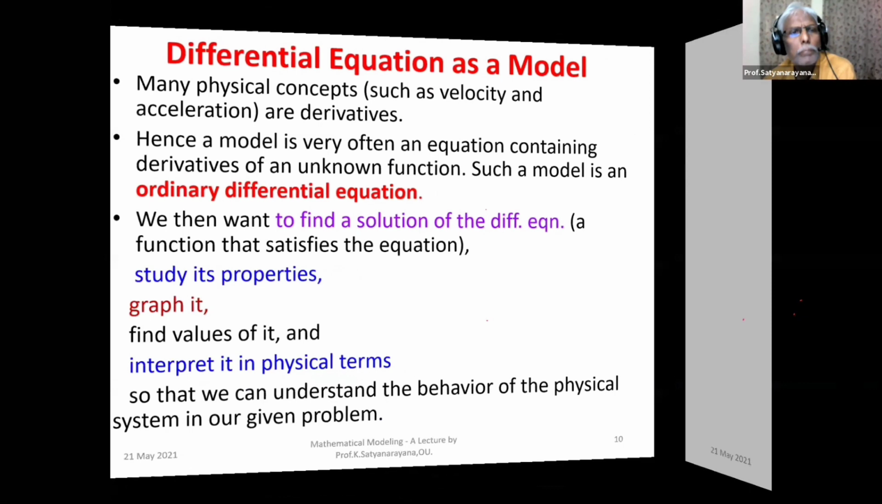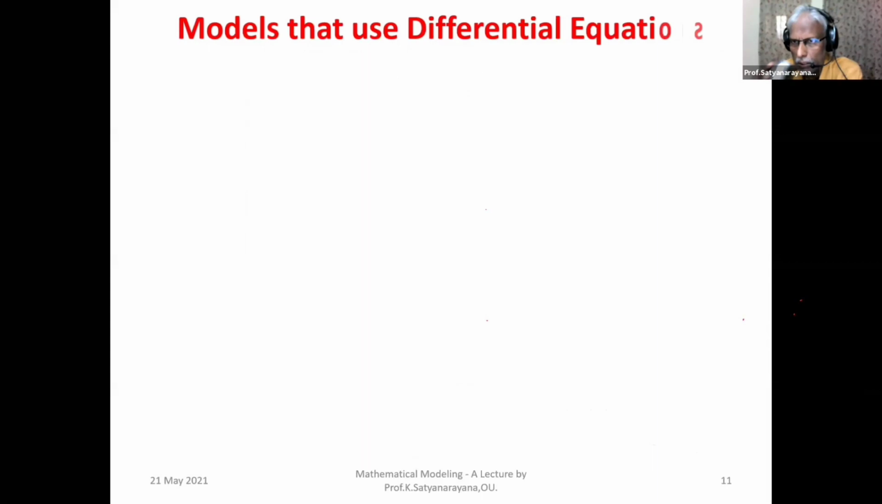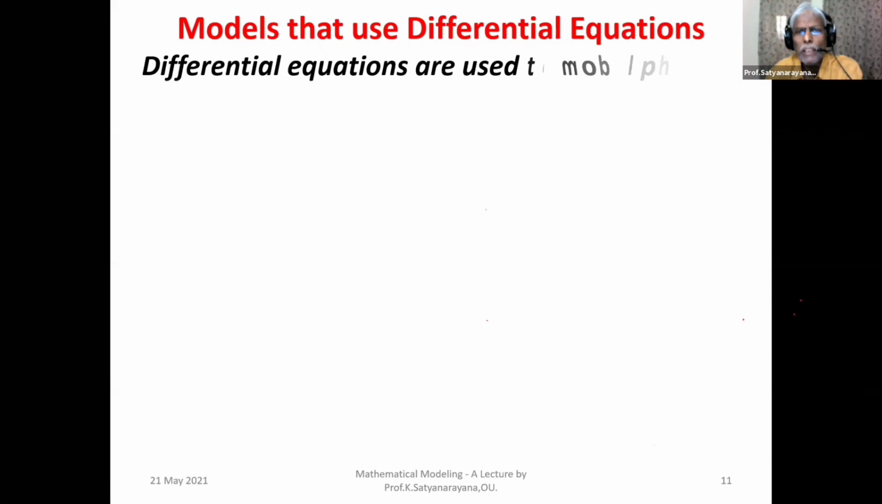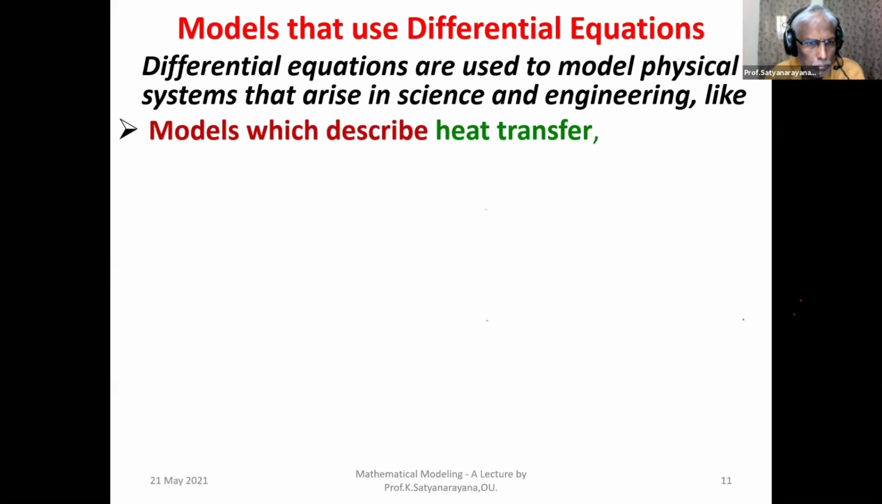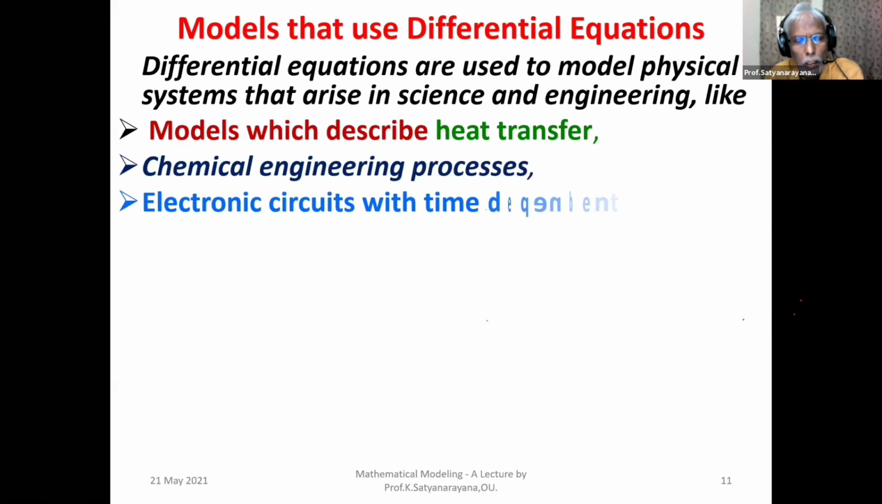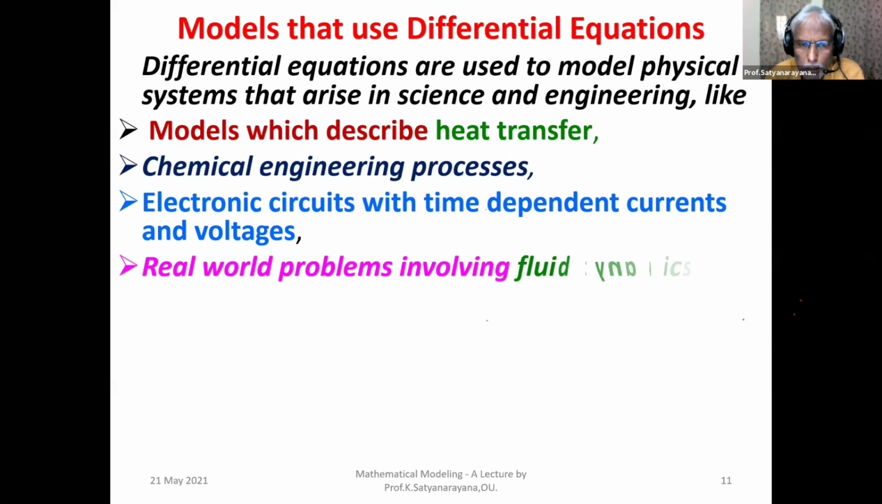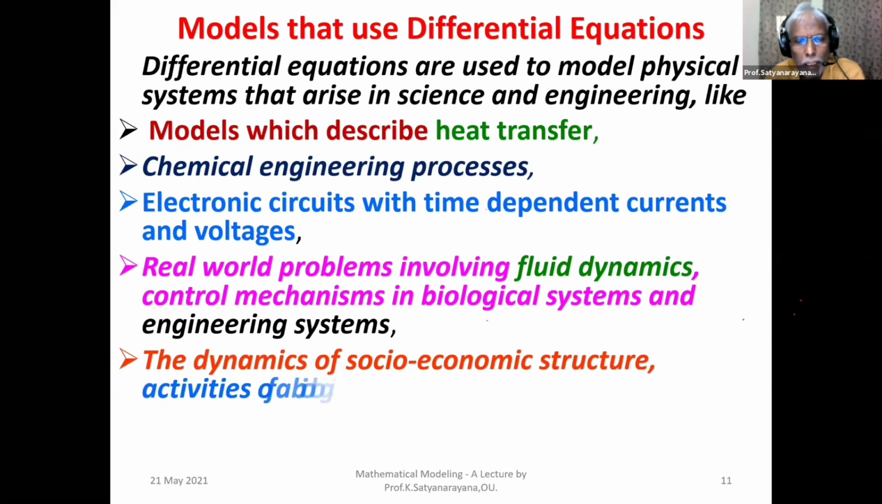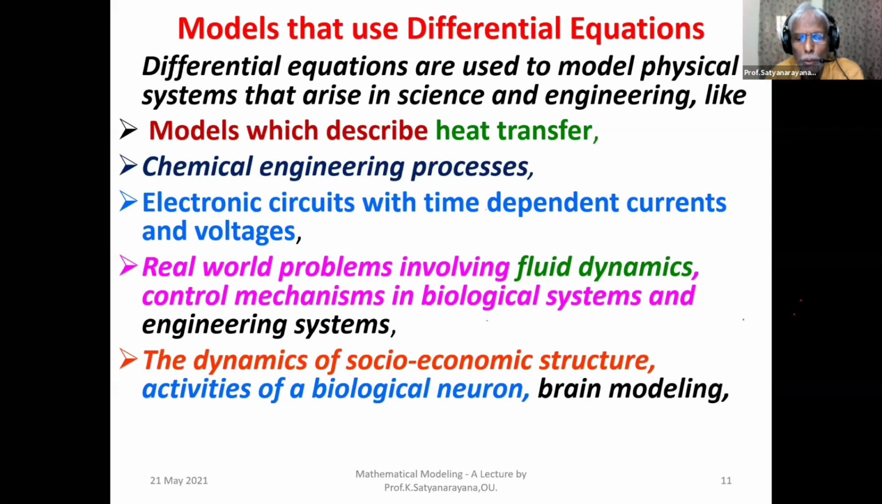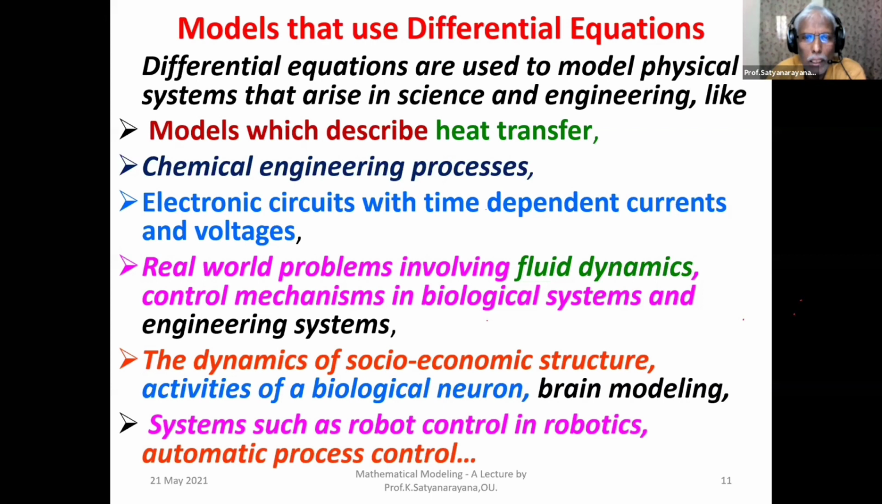Models that use differential equations. Differential equations are used to model physical systems that arise in science, engineering, and technology, like models which describe heat transfer, chemical engineering processes, electronic circuits with time-dependent currents and voltages, real-world problems involving fluid dynamics, control mechanisms in biological systems, and engineering systems. The dynamics of socio-economic structure, activities of a biological neuron, brain modeling, systems such as robot control in robotics, automatic process control, etc. All these use differential equations.